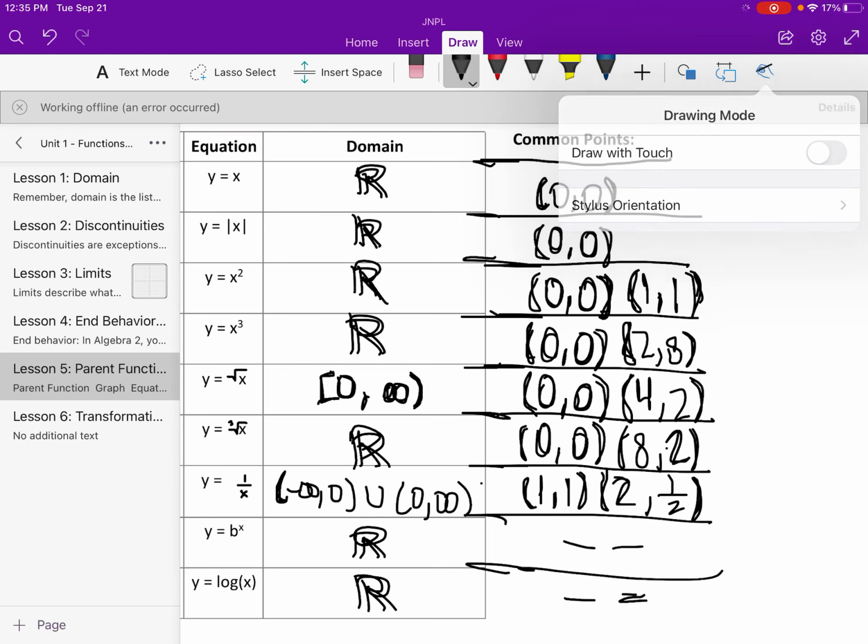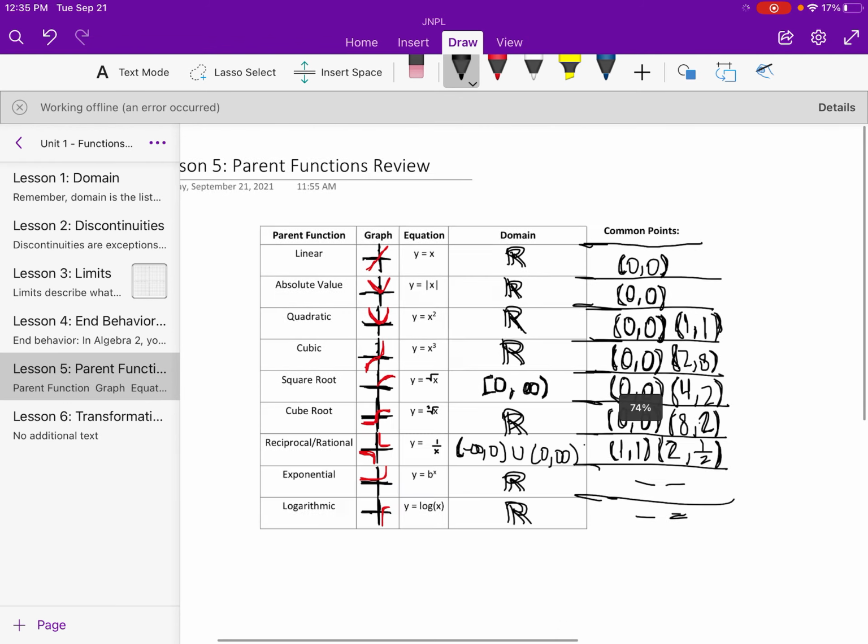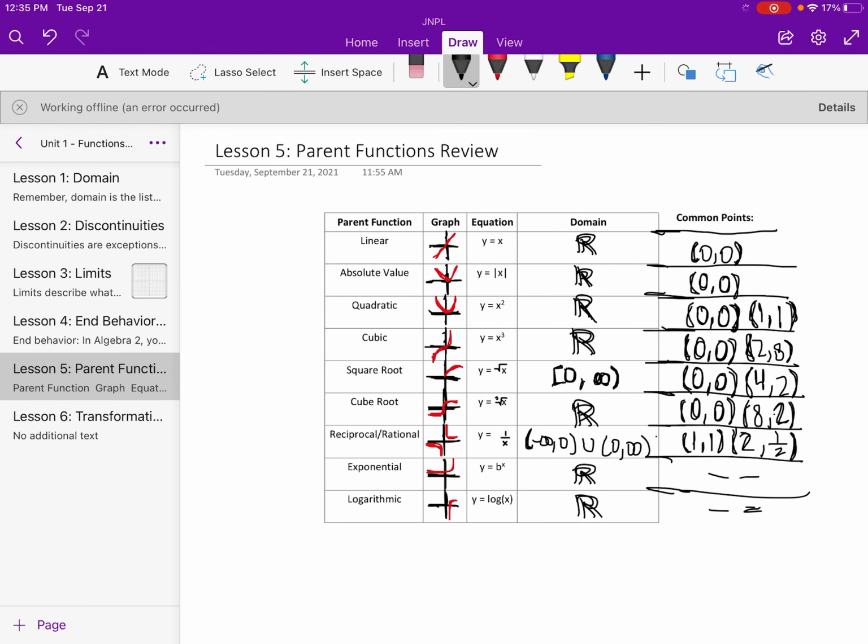So, with that, that's your parent functions review. So, hopefully we remember these, and then we can use that on the next lesson.